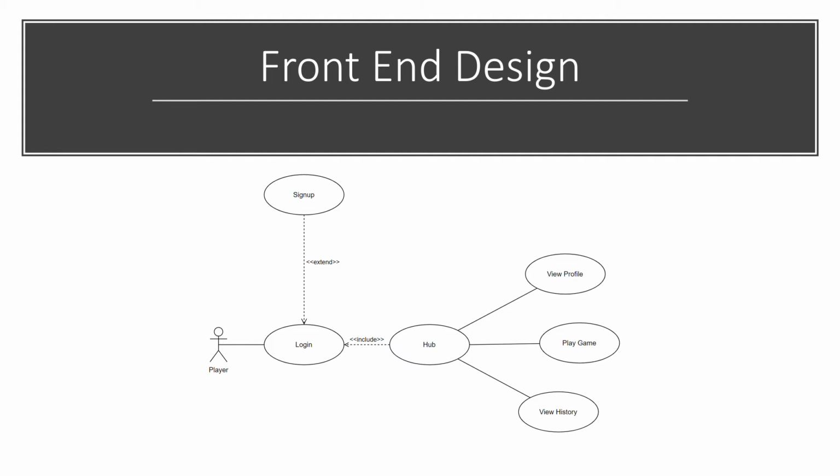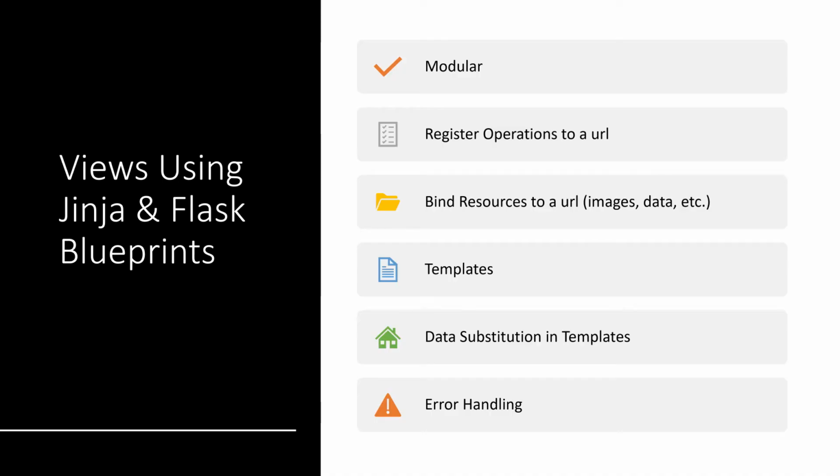So this is just a use case that shows my front-end design. Basically, what to take away from here is that a player must log in before they can use the application. Once they log in, they're brought to the hub page and they can go play a game. So moving on. As I was saying, I used Jinja and Flask blueprints to develop the front end.